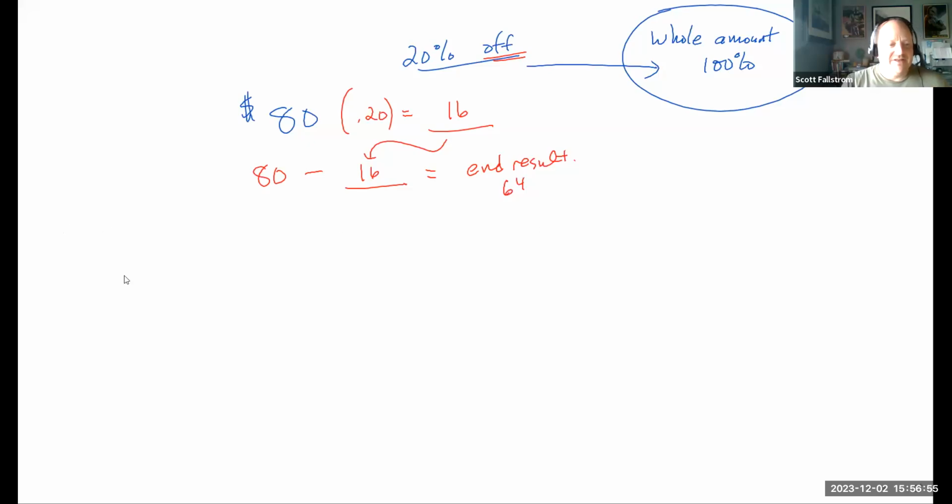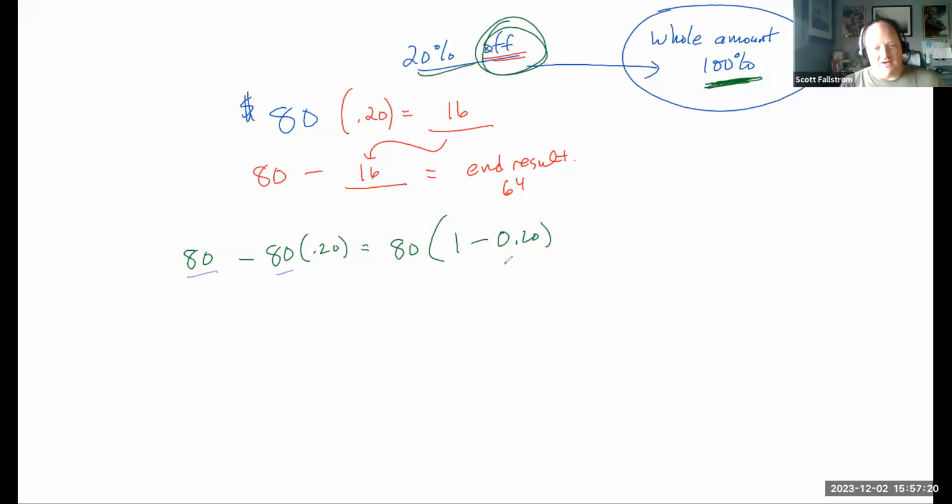But if we use a little bit of thinking here and we say 80 times 0.20 is being subtracted from 80 itself, and then we use our amazing distributive property, we could rewrite this as 80 times 1, which is 100%, the whole amount, minus 0.20, which is 20% off, and end up with 80 times 0.80.